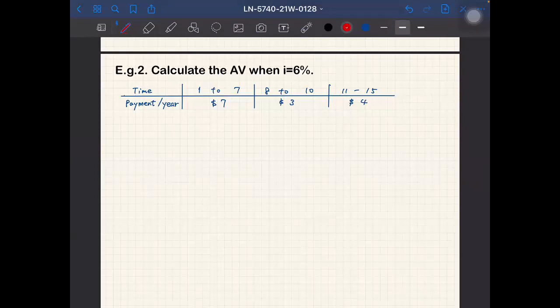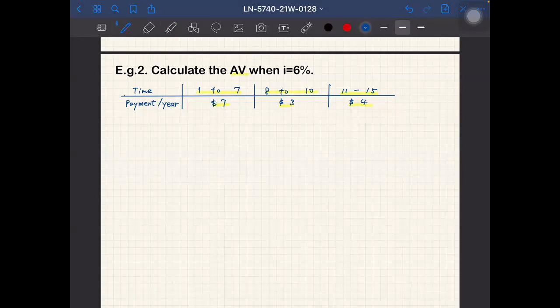Hi, now the second example for block payments. So now the question is calculating the accumulated value. And we assume that i is equal to 6% for this question. And the payment amount depends on the time point. For t is equal to 1 to 7, $7, 8 to 10, $3, and 11 to 15, $4.